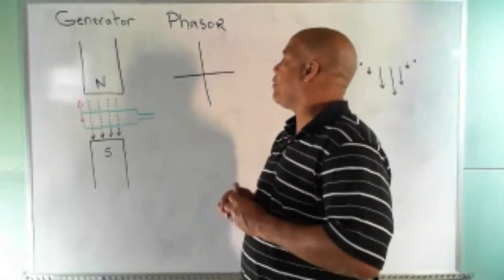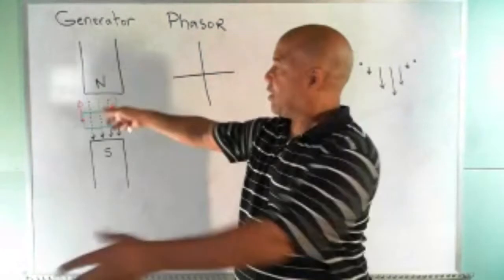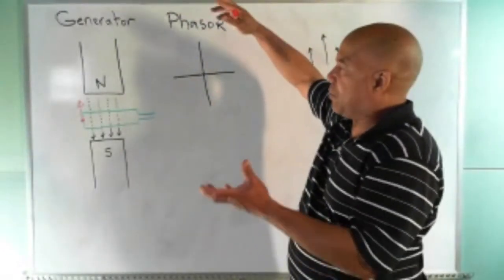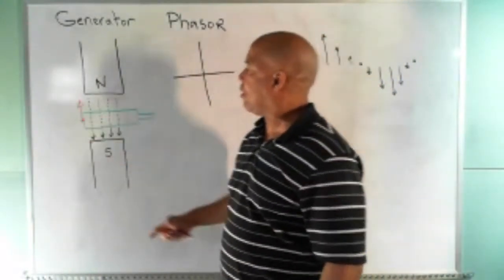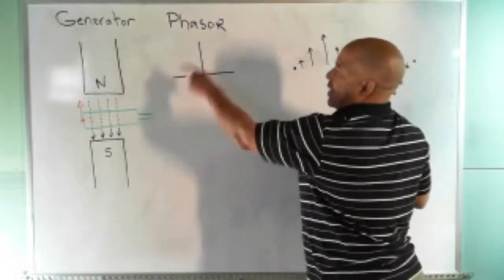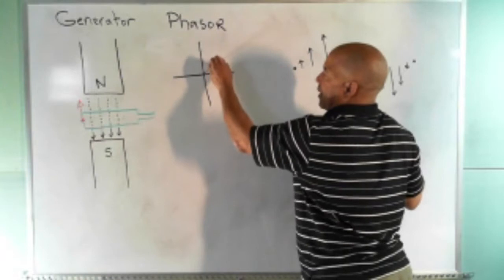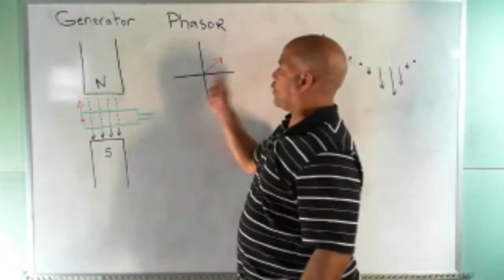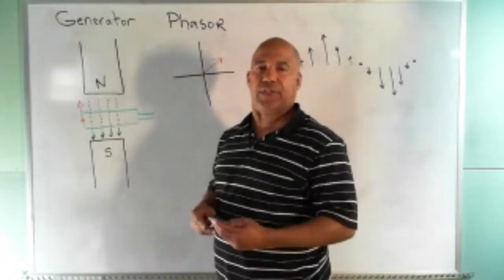The reason is that I want to abstract from the machine and just deal with the mathematical concept. By doing this arrow thing, I can take a coordinate system and draw the arrow over here like that. That arrow shows the position of the coil as it rotates around 360 degrees, and then it keeps repeating.